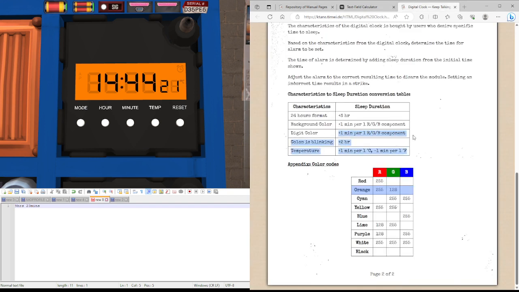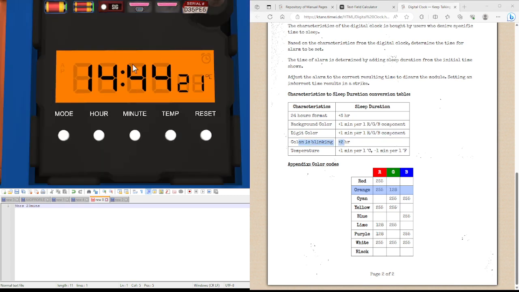The digit colour, of course, I said we're not going to be adding anything. The colon is blinking. It is blinking here. So we'll be adding 2 more hours on. So we'll be adding 11 hours.